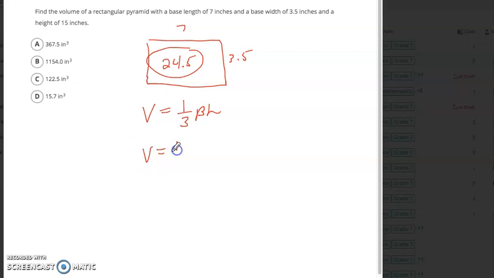So we have volume equals 1/3 times 24.5 times the height, which is 15. If I multiply it all out, 24.5 times 15 divided by 3 is 122.5. Really, you could just do 1/3 times 15, which means 1/3 of 15, which is 5. And then 5 times 24.5 gave us this 122.5.